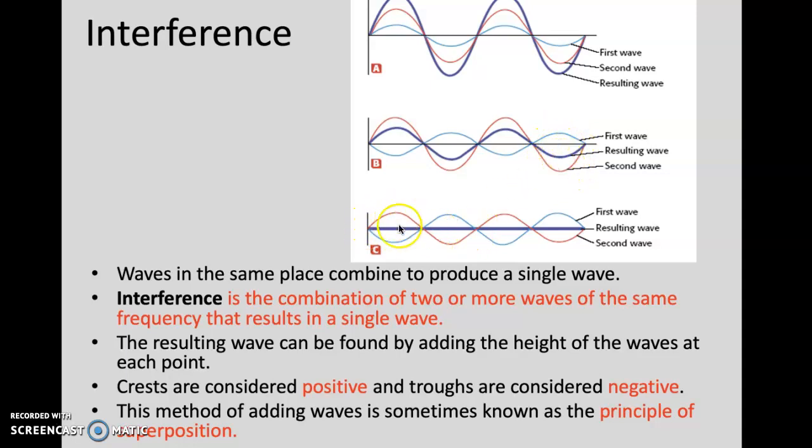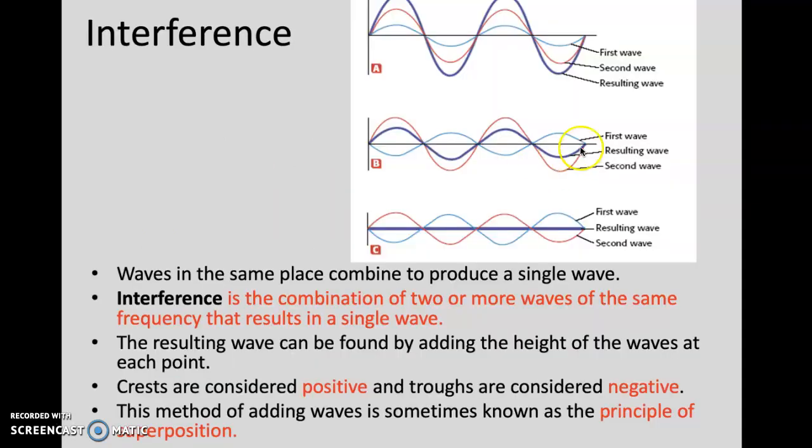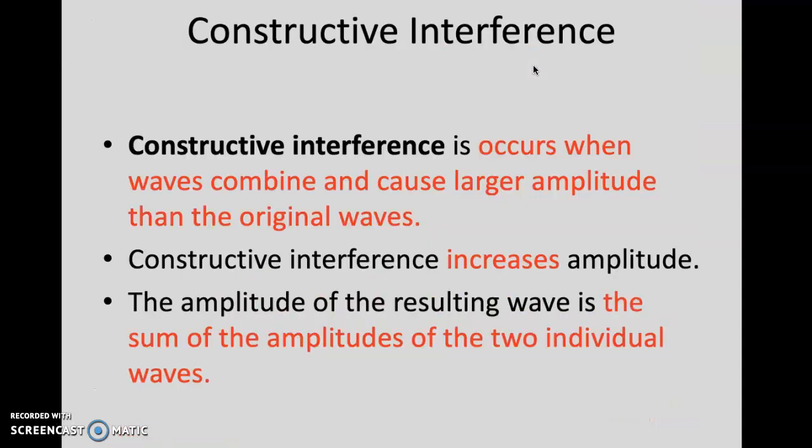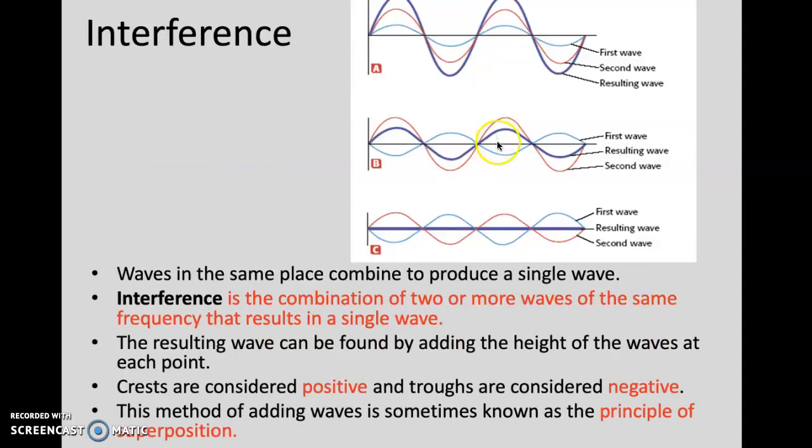And in this case, you see how they perfectly overlap? Well, they just balance out completely. And that's called the principle of superposition. So constructive interference occurs when you get a larger amplitude, that's this situation here, where the amplitude's larger than the originals. It's like adding crest to crest, trough to trough. It increases amplitude. And destructive interference is when you get a smaller one. So think crest to trough here, crest to trough here.